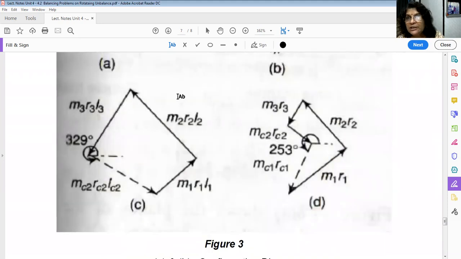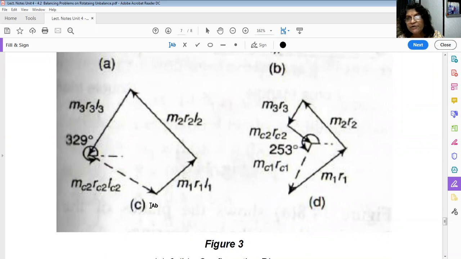So draw a horizontal line here. From the positive x-axis, measure an angle of 240 degrees, and along this, draw a line. What is the length of this line? This vector is 6.52 centimeter. Understood? This is point number 4.